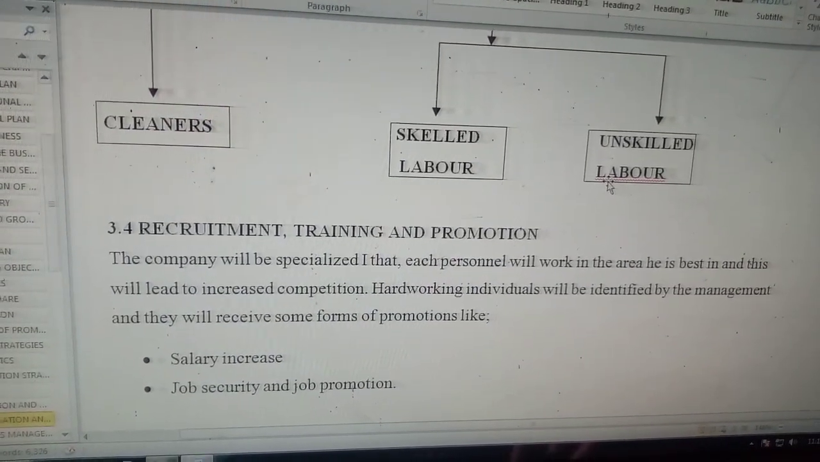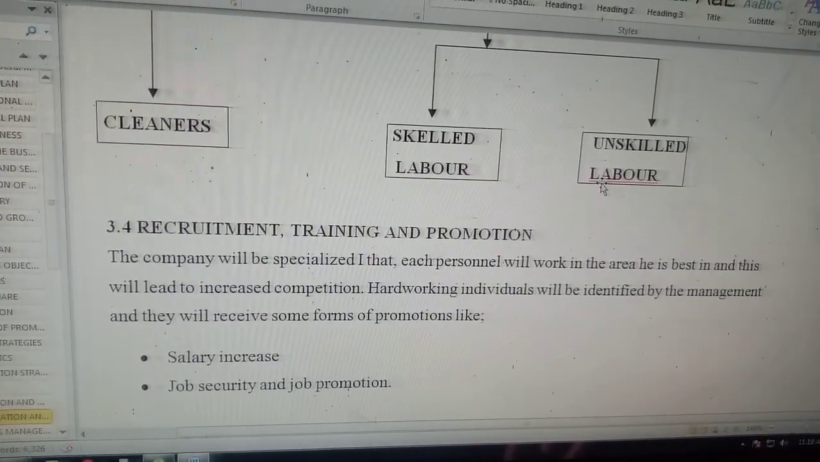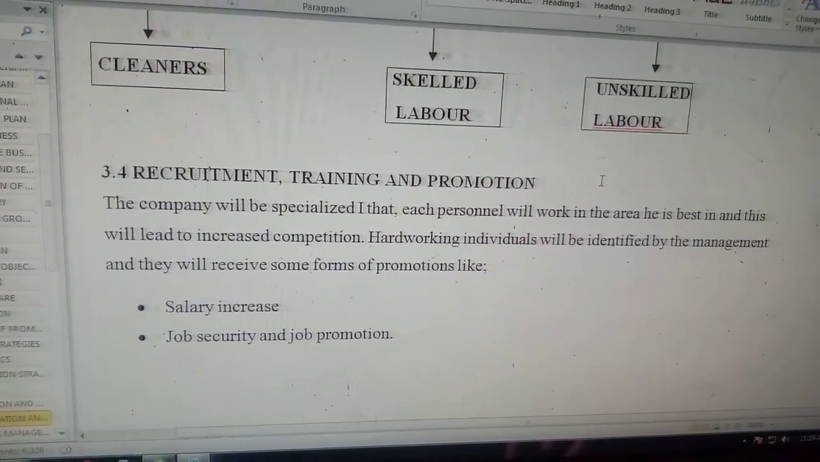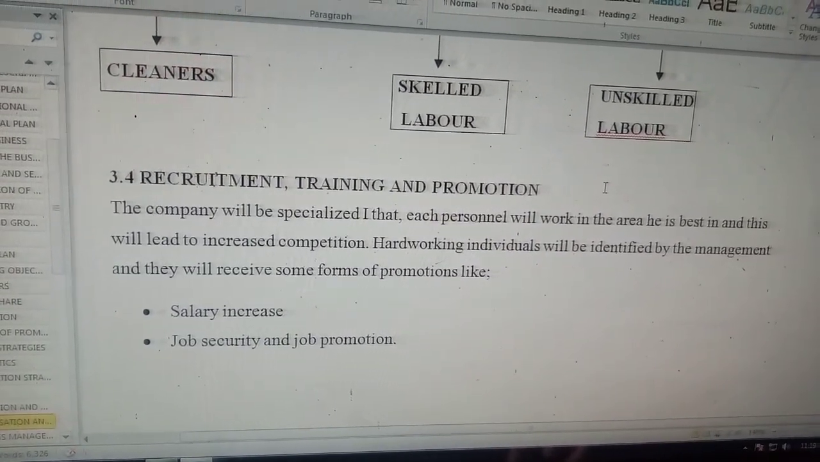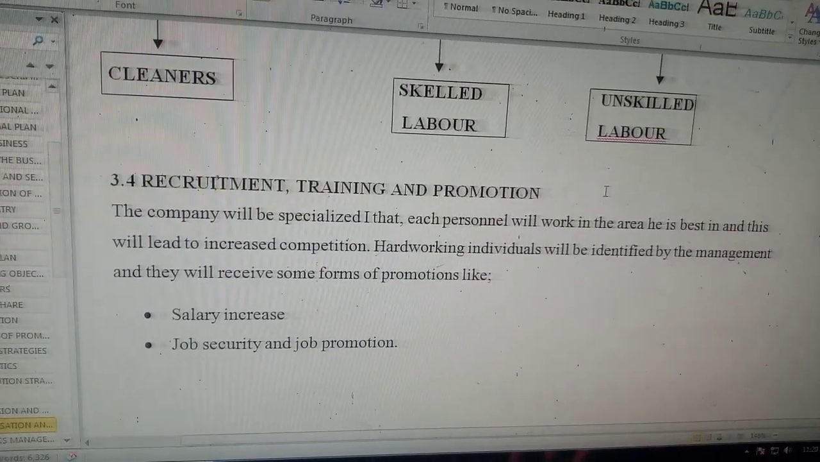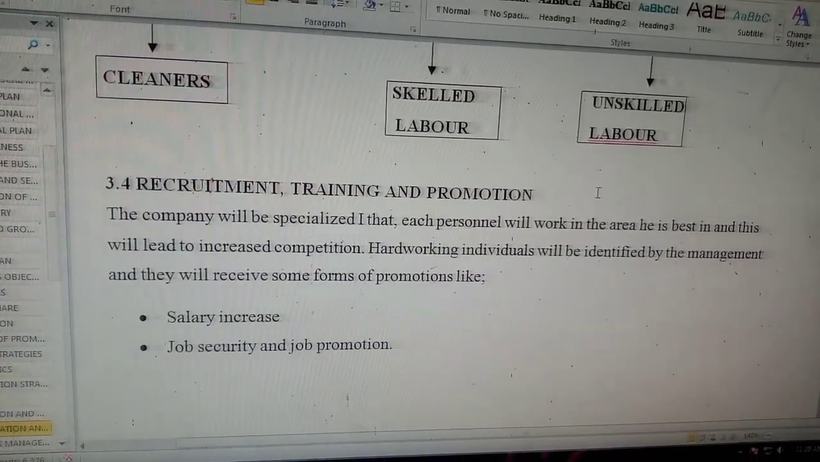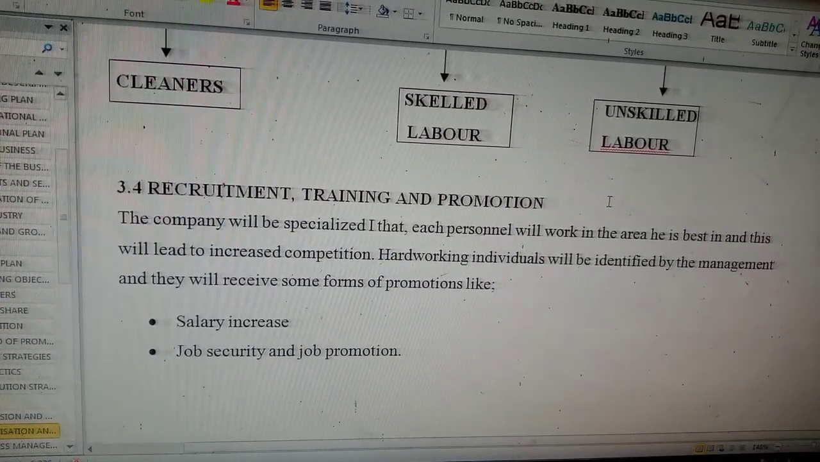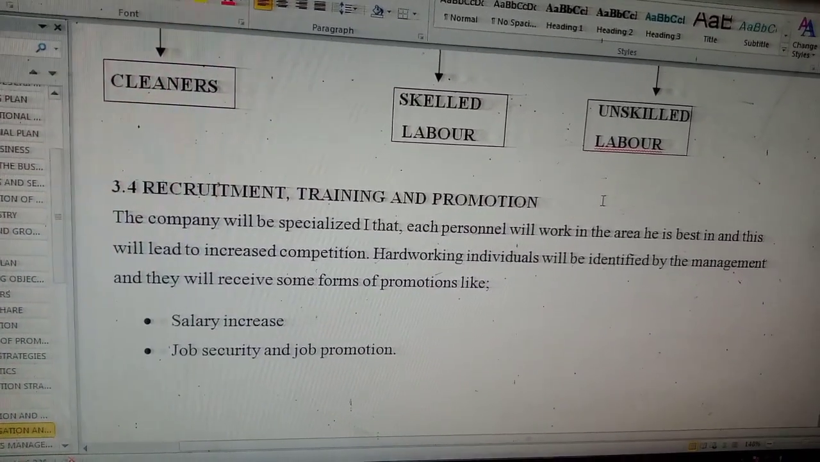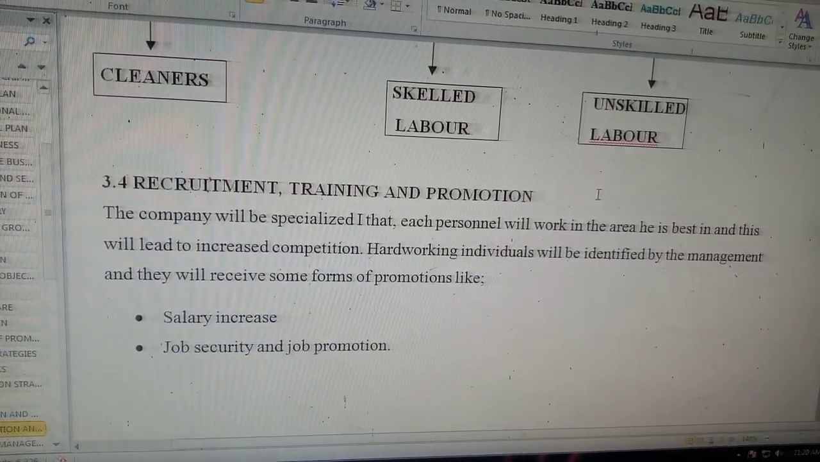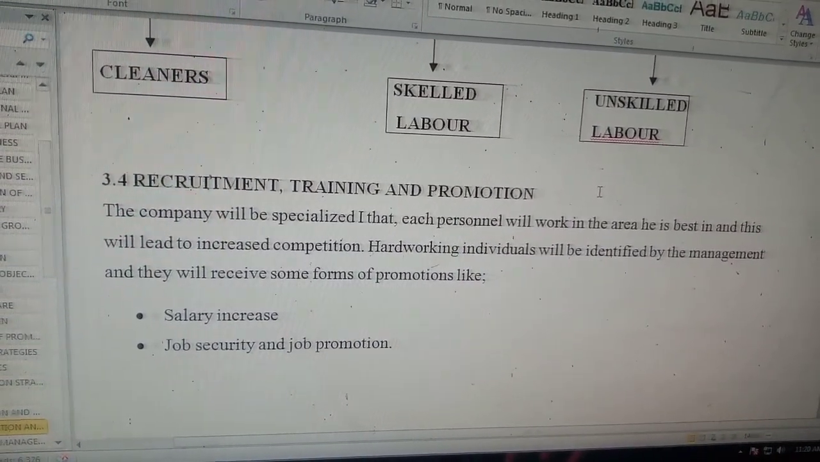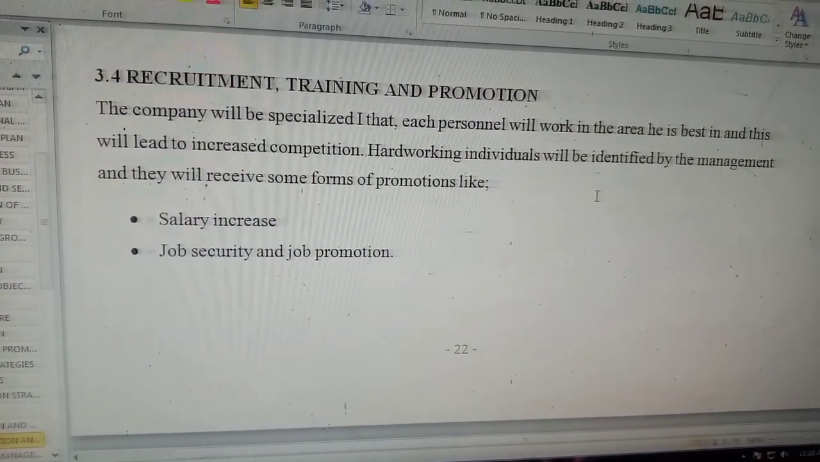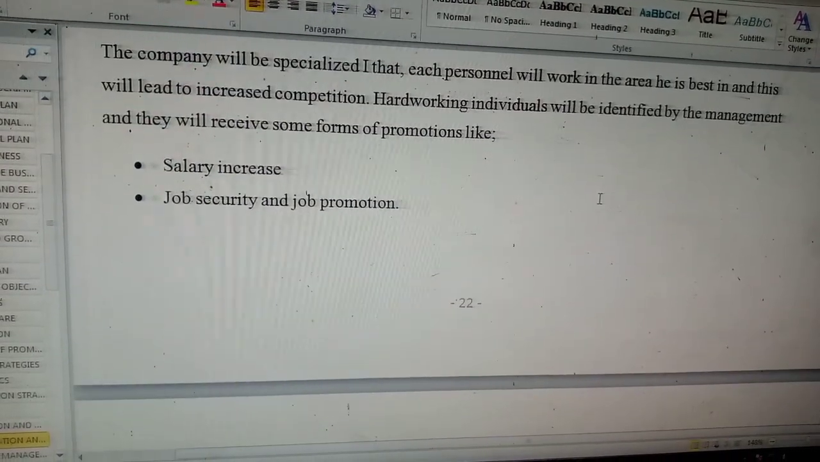Then the next one after that will be recruitment, training, and promotion. In your business, you must lay down the processes you'll use to recruit members, and the process after recruiting a new employee, which are the things you will do so that the new employee will adapt to the work he is employed in. You may recruit somebody who has never done the kind of work you want them to do, so you must explain everything you'll put in place so that they can be well conversant with the work.